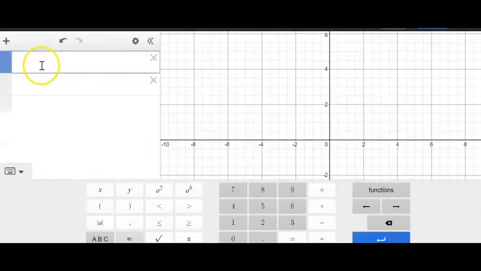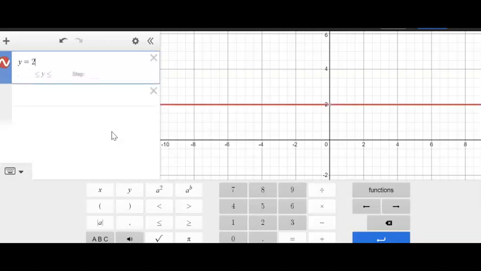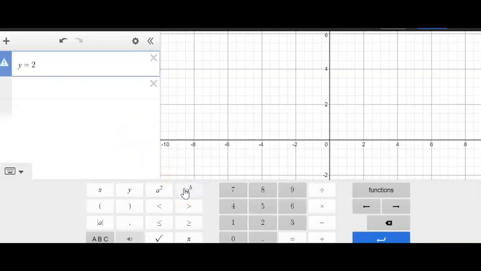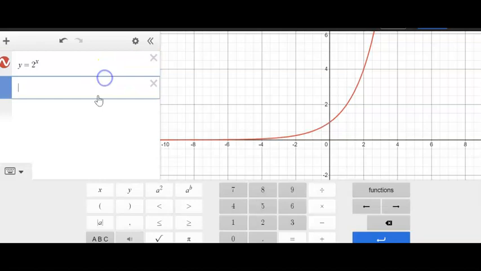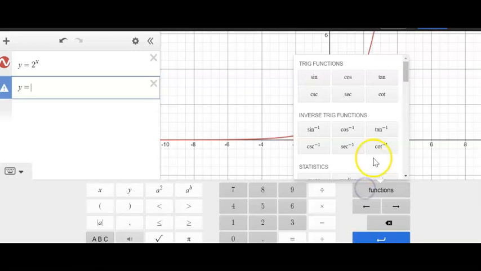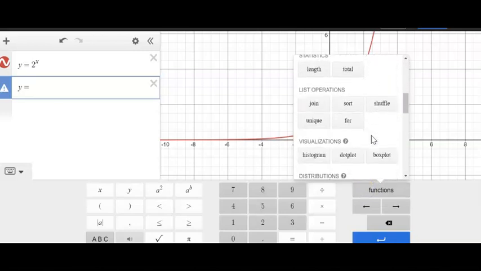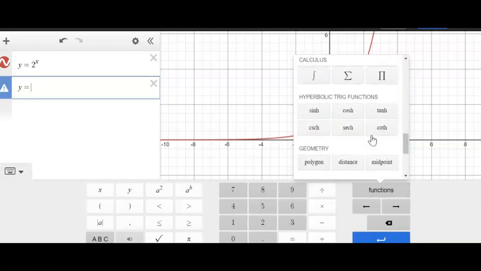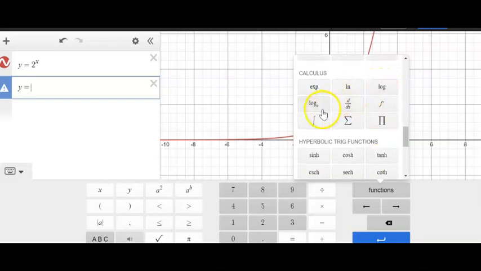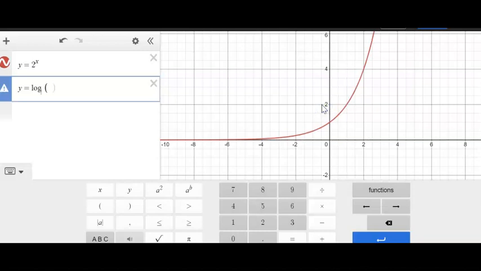So in Desmos, I'm typing in y equals 2 raised to the x power. And the second equation is going to be y equals log. It's under functions here. You can go down to probably the calculus section. There it is. You've got log. You want log with a different base. So here it is. The base we wanted was 2. And we're going to put log base 2 of x.